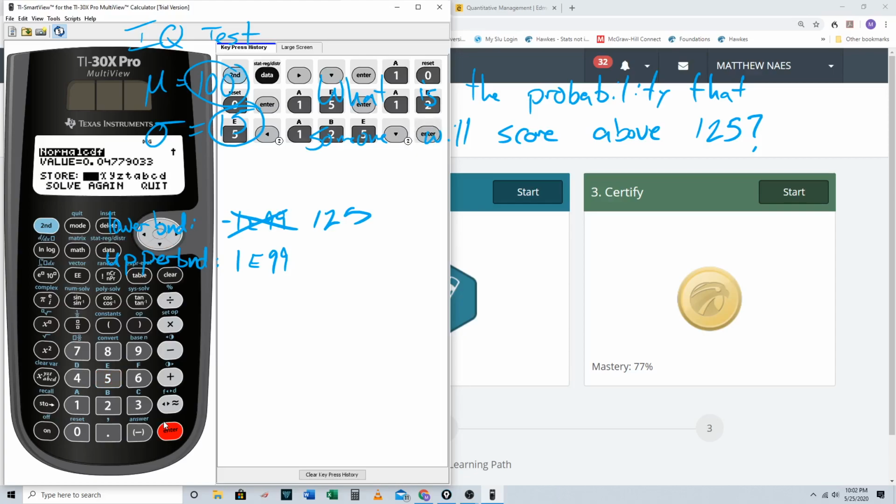So the probability of someone scoring above 125 is about 5%. We usually put 0.0478 because you have to round that part right there. So that's what we did last class. We did a lot of that: less than, greater than, and between. Now here's the difference of what we're going to do today.